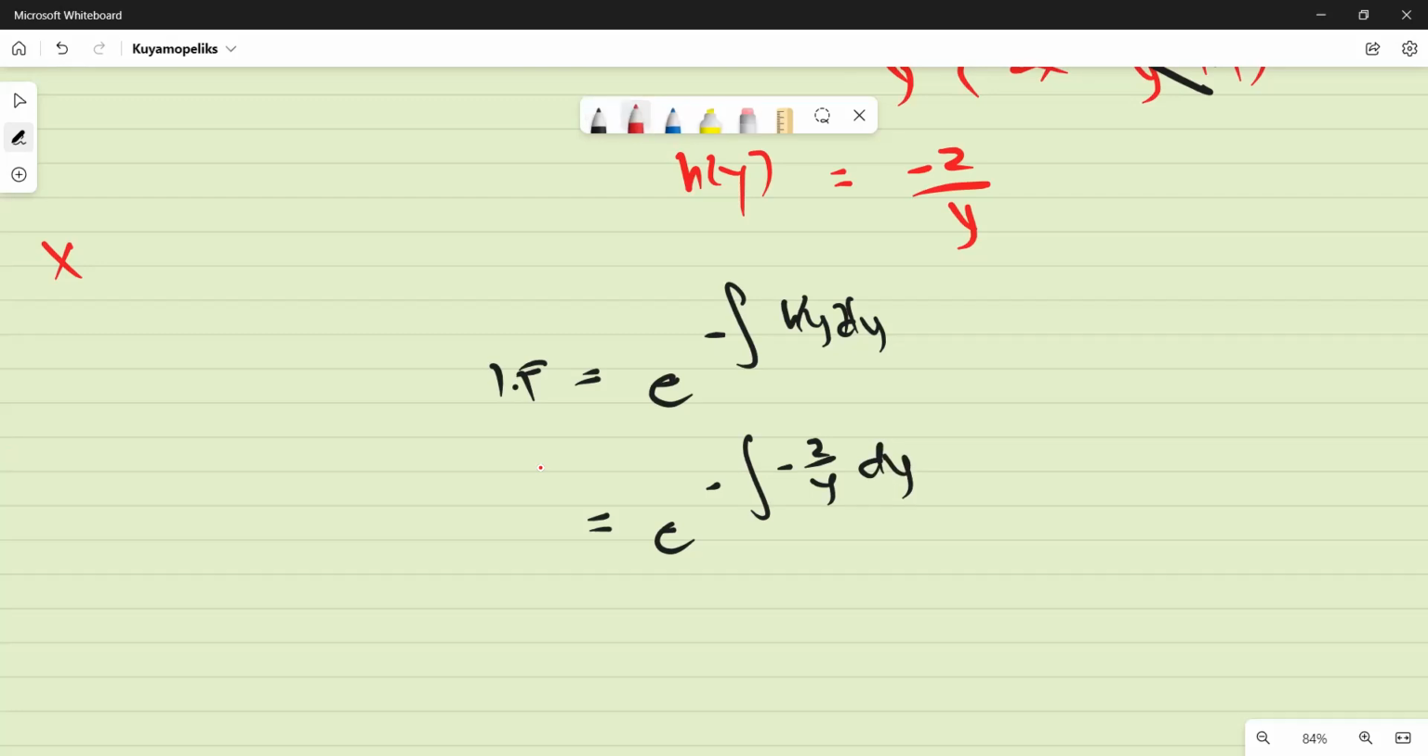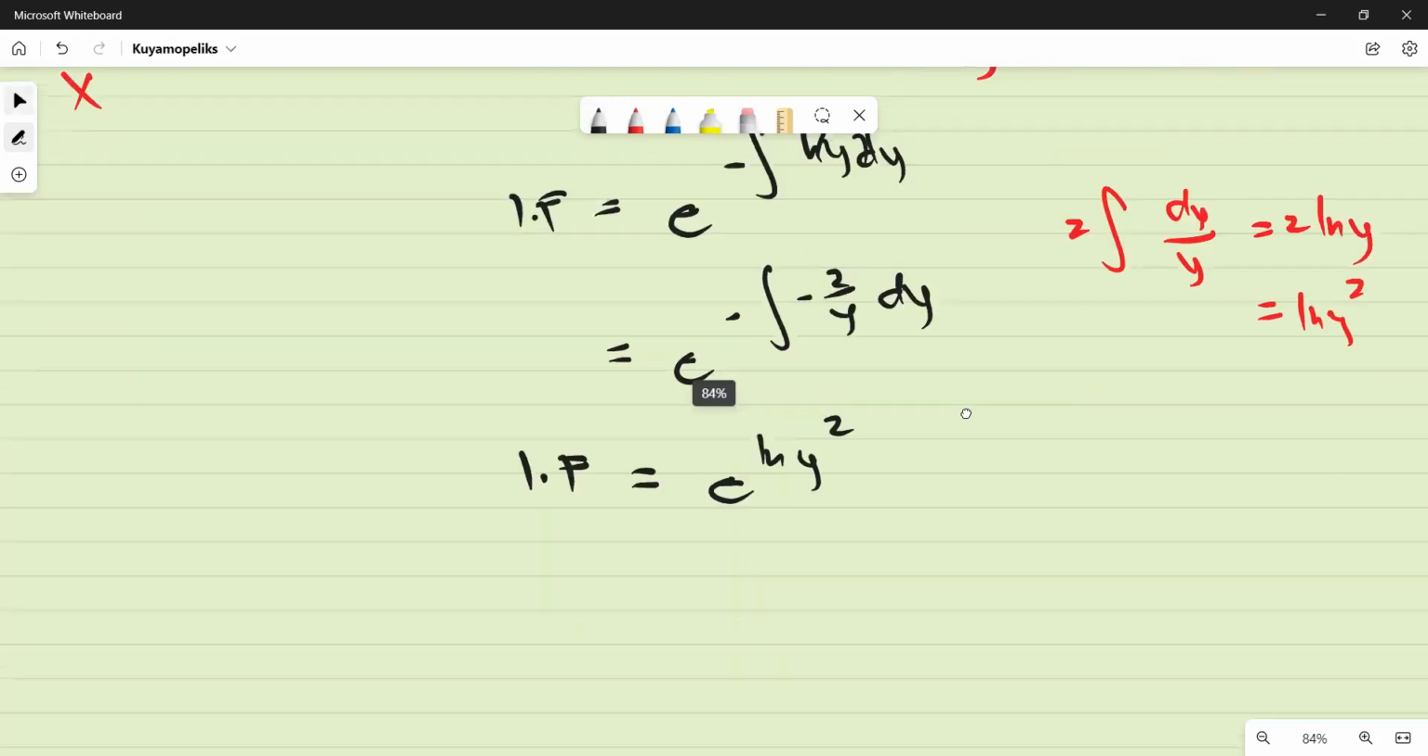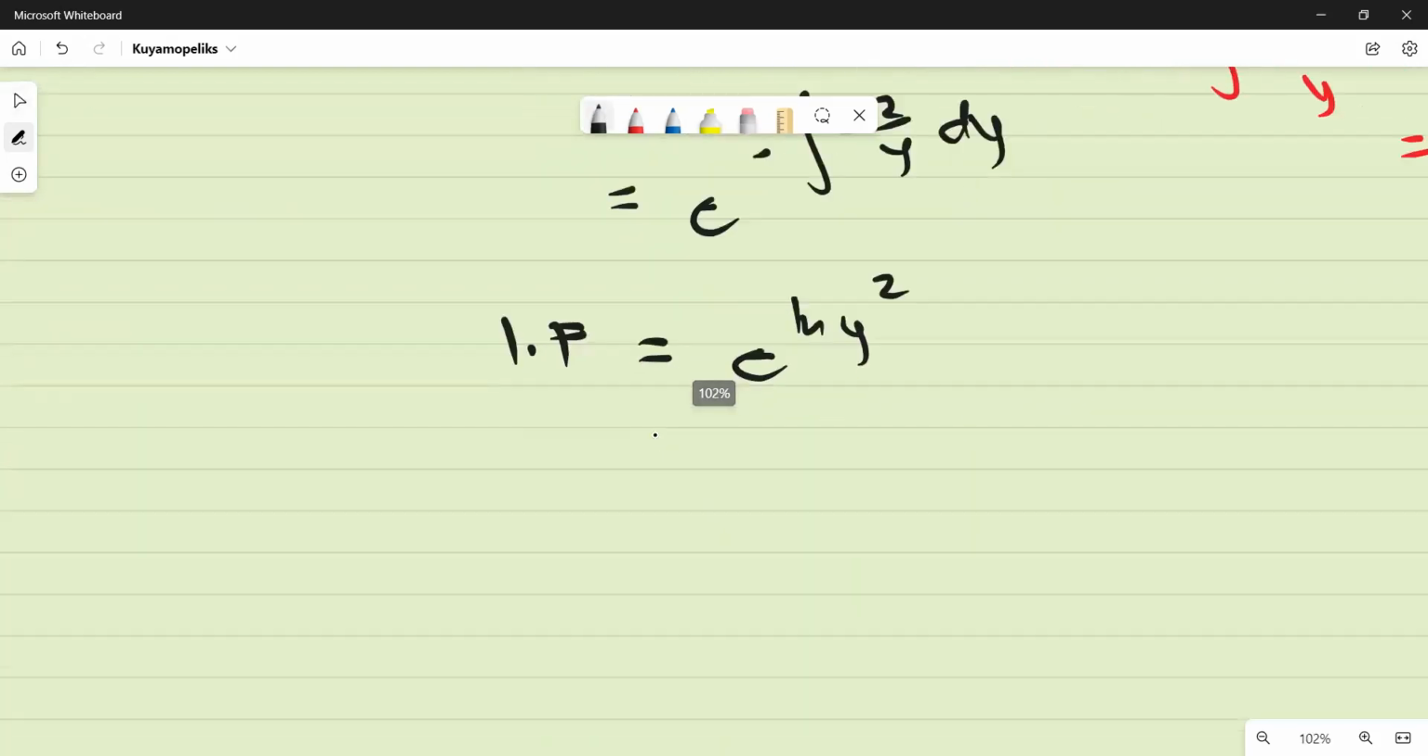Magiging ano yan, no? Negative times negative. That is positive 2y dy. Pwede ko ilabas yung 2 para maging dy over y. And definitely, this is just 2 ln y, or ln y squared. So, therefore, our integrating factor is equal to e raised to ln y squared. And using laws of logarithms and laws of exponents, our integrating factor can be further simplified into y squared.